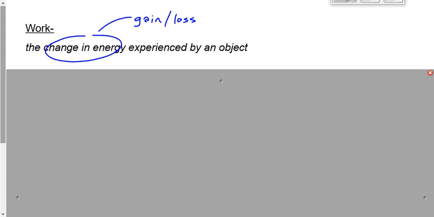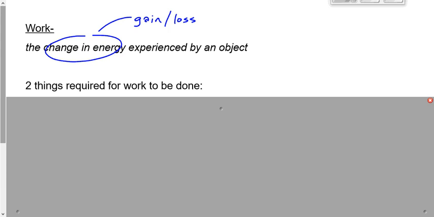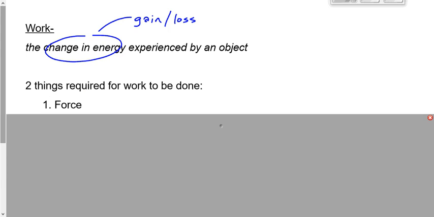Now, in order for energy to be gained or lost by an object, two requirements have to be met. What do you got to do to change the energy of an object? What do you got to do to work on an object? Let's take a look at this desk up here in the front. Right now, this desk has zero energy. If I want this desk to gain energy, what do I got to do to it? I got to push it. I got to apply a force. That's right. So one of the requirements for work to be done is to apply a force.